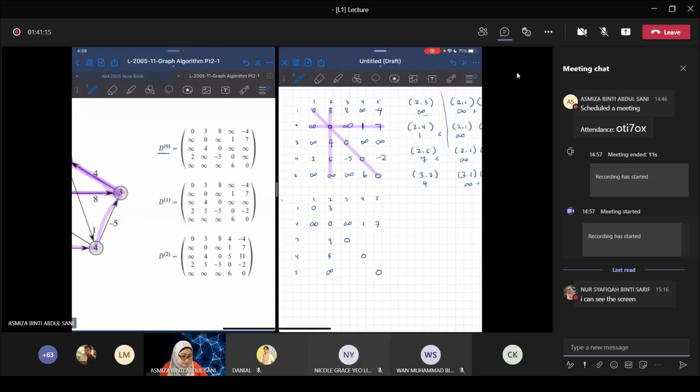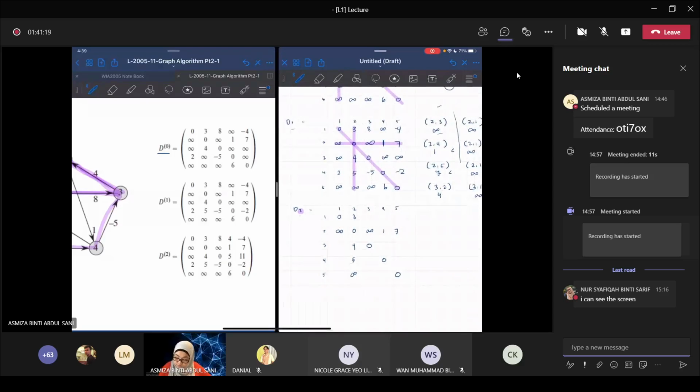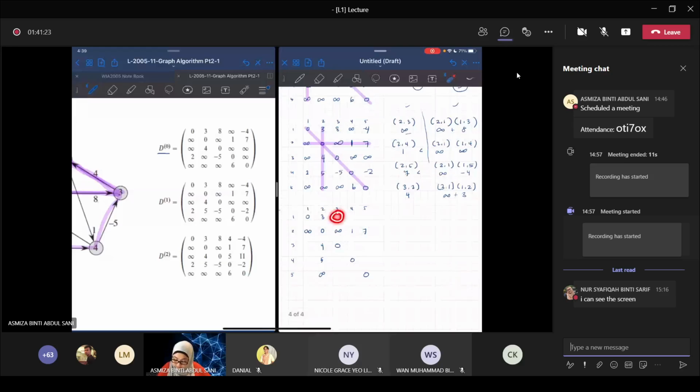Okay, this time it is supposed to go through node 2. So in this case, this value is missing, so we are going to find out what is the value from 1 to 3. Either the direct one is smaller, or going through 2, so 1, 2, or 2, 3. We refer to the previous one. 1, 3 is 8. 1, 2 is 3. 2, 3 is infinity. So 3 plus infinity is bigger, so we're going to keep the value 8 here.